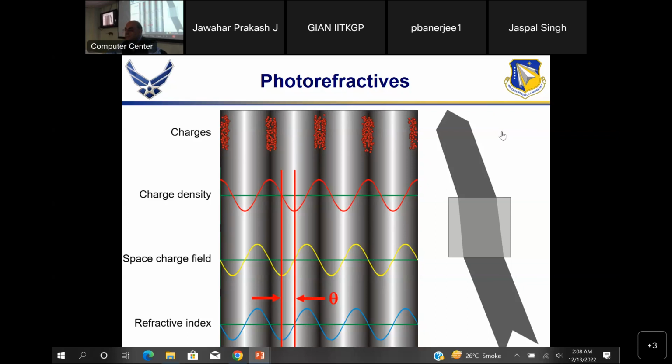In which we get higher effective index change. So the liquid crystal you can get, as I said, 10 to the minus 1 delta n. The photorefractive polymer 10 to the minus 2 to minus 3. And these crystals 10 to the minus 4, 10 to the minus 5, in the photorefractive crystals.